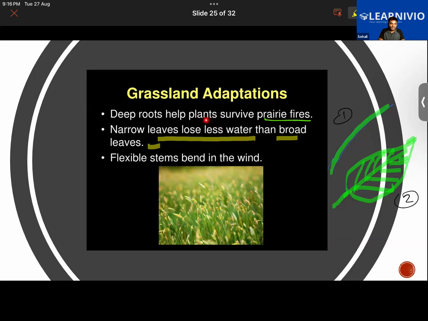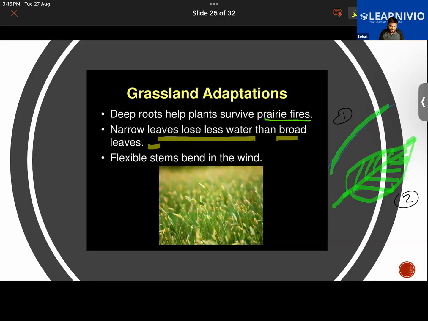The first adaptation was that they have deeper roots, so even if the leaves are burned in a fire, due to the presence of the deeper roots, the plants can regrow. If there's a good amount of rainfall, the plants can grow again. The second thing, the leaves, was discussed in another context. We were talking about the loss of water. Since there is very little rainfall in a grassland, it is obvious that leaves will have such adaptation which will minimize the loss of water.